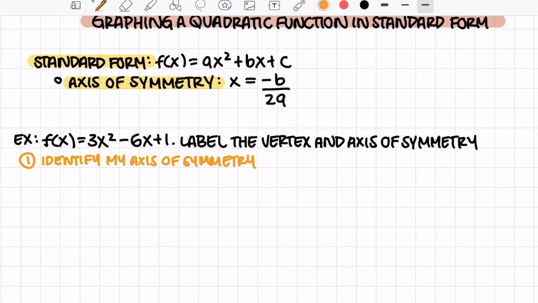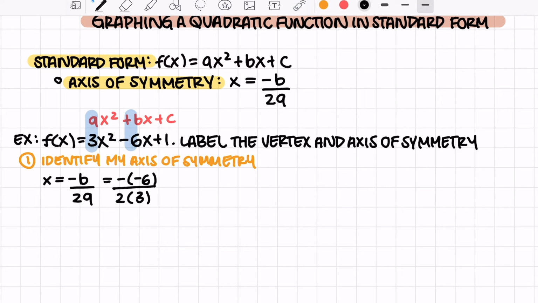If I'm going to find my axis of symmetry, I need to use the formula x equals -b over 2a. And so right here, using the standard form, ax squared plus bx plus c, my b value is equal to -6, and my a is equal to 3. All I need to do is plug that into my formula. So we get -(-6) over 2 times 3. And that just equals 6 over 6, which equals 1. So my axis of symmetry is x equals 1.